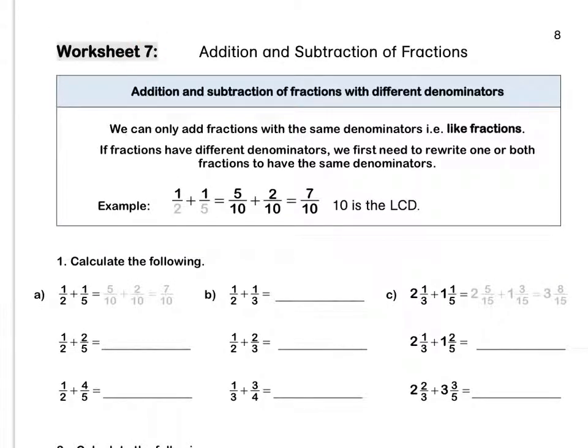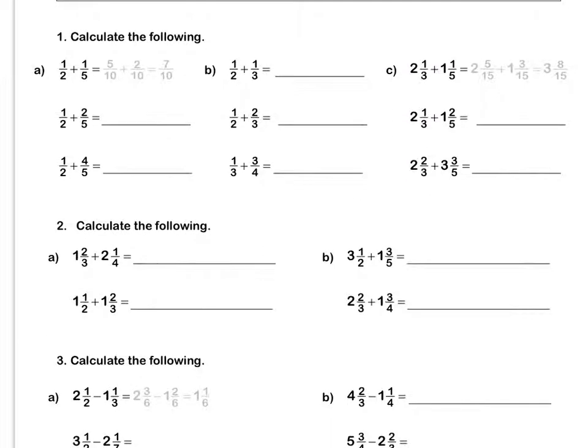Worksheet 7. We know that we can only add fractions with the same denominators. Therefore, a half plus a fifth, the lowest common denominator of 2 and 5 is 10. So we rewrite a half as 5/10 and 1/5 as 2/10 to get an answer of 7/10. Question 1. Pause this video to complete question A and B by yourself.